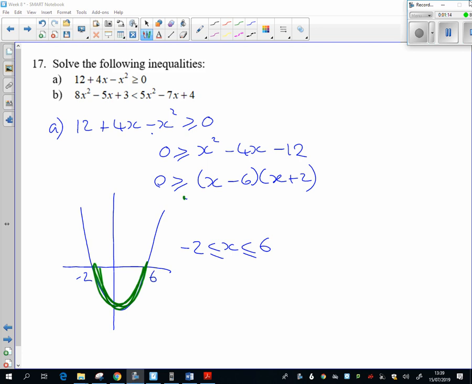If I'd left it with the minus x squared, it would have worked out exactly the same. I would have got the same final answer. Originally this was a negative x squared quadratic. The roots would still have been at minus 2 and 6, but because it was a negative x squared, it would have been that way up, but then I also would have been looking for values greater than 0, so I still would have ended up with the same values between minus 2 and 6. Okay, so it still works out exactly the same.